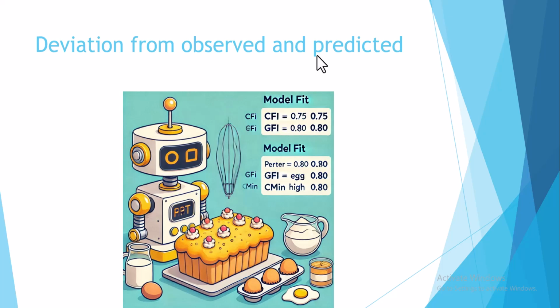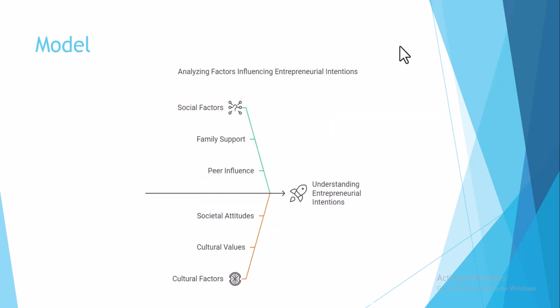So finally, we can say that the deviation from observed and predicted model will be determined by CFI, GFI, chi-square. So these are the values which actually determine how much variation or deviation exists between the predicted and observed model. Okay, let's apply these concepts on a real data set.